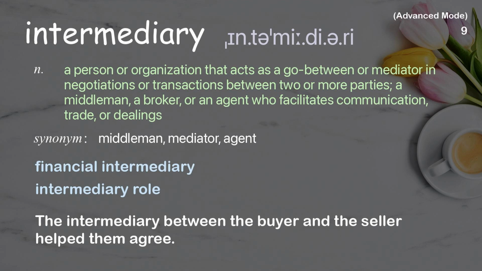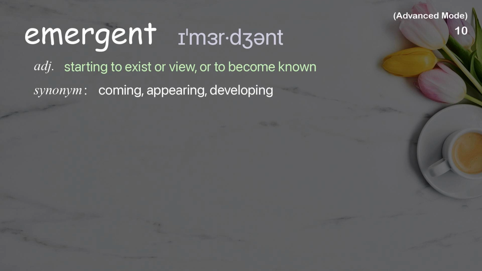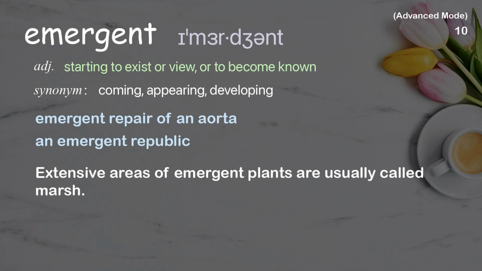Emergent. Starting to exist or view, or to become known. Examples. Emergent repair of an aorta. An emergent republic. Extensive areas of emergent plants are usually called marsh.